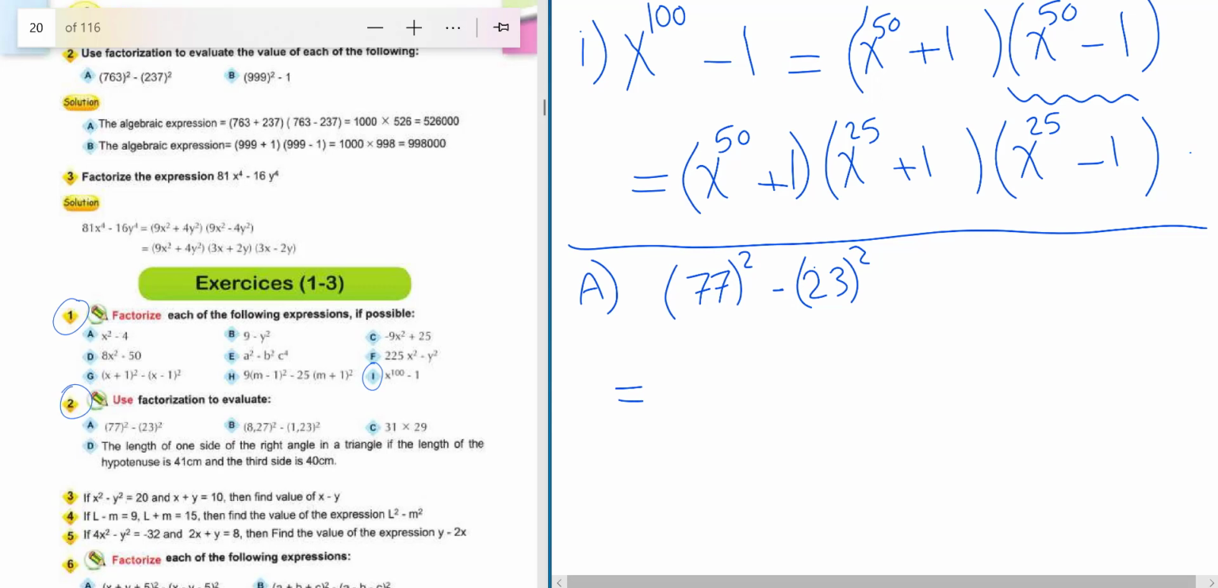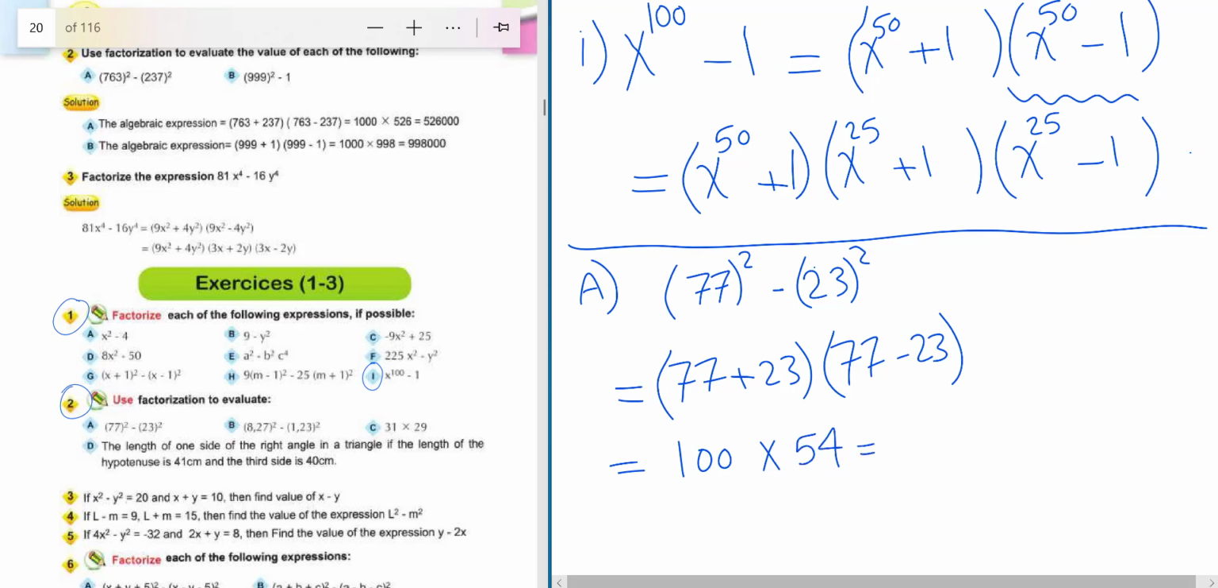a difference between two squares. By using factorization of the difference between squares, we will find the value of this expression. 77 plus 23 in one bracket and 77 minus 23 in another. The sum of the two quantities and the difference between the two quantities. 77 plus 23 equals 100, times 77 minus 23 equals 54. The product is 5,400.